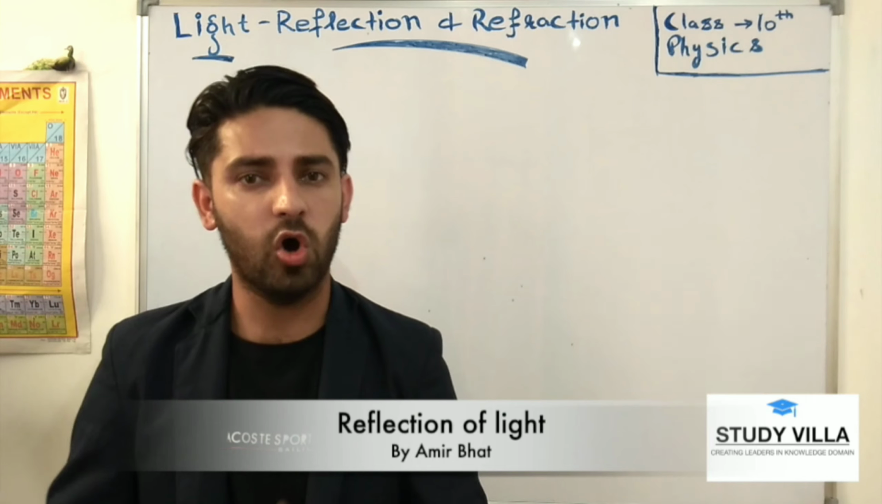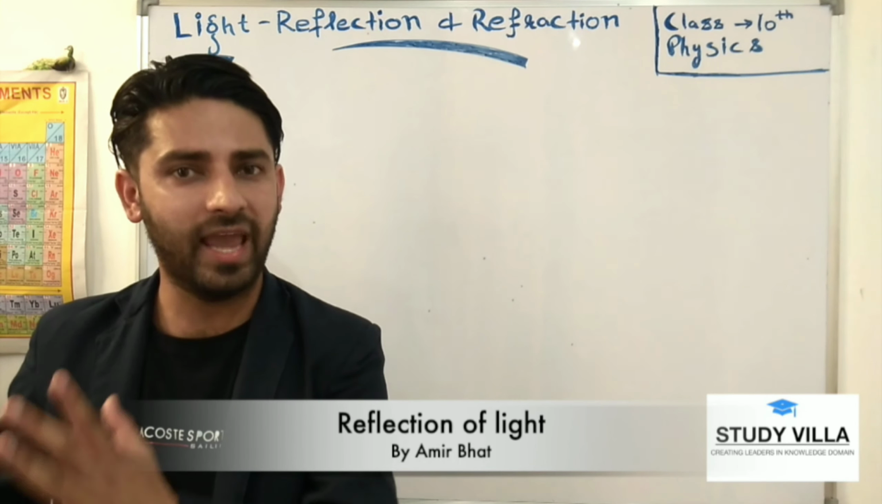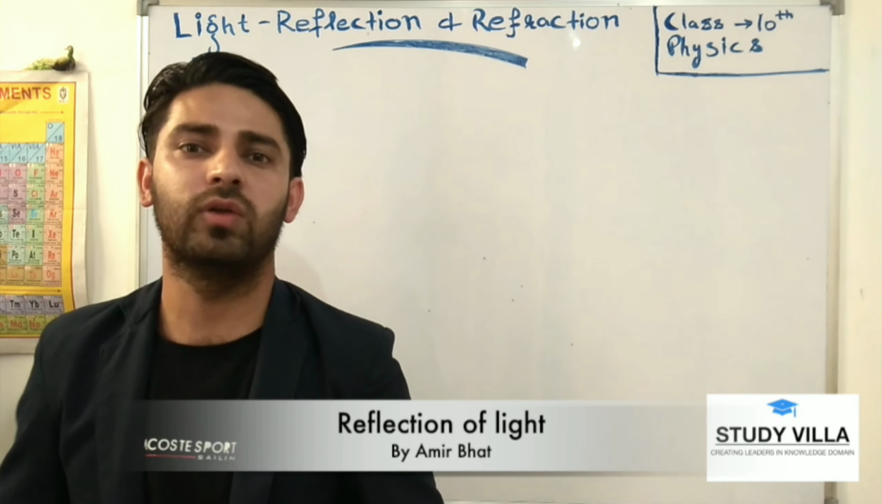So what are luminous objects? The objects which have their own light. For example, candle, sun, lamp. And these objects are known as luminous objects.